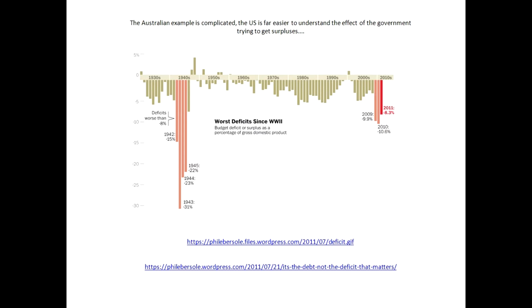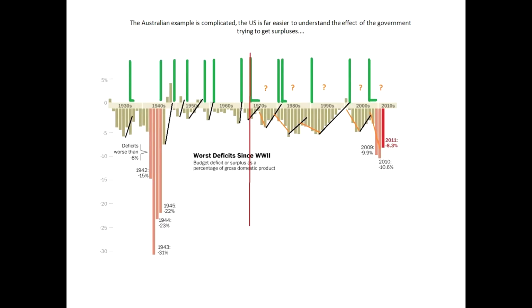The Australian system is relatively complicated, so I thought I'd go out and get you an illustration of deficits and surplus from the US, and then use that illustration. I'll mark on the recessions and use that to show you the response of the US economy to high deficits, low deficits and surpluses, and illustrate what goes on with the economic growth in response to that.